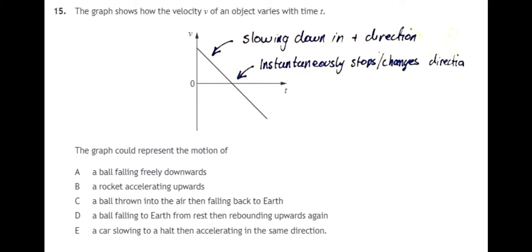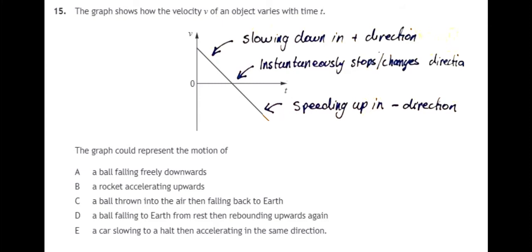And then you can see on the other side, the line on the graph goes from positive to negative. That indicates a change in direction. And here we have the line moving away from zero, so increasing, but in the negative direction. So something is slowing down in one direction until it stops and then speeds up in the other direction.